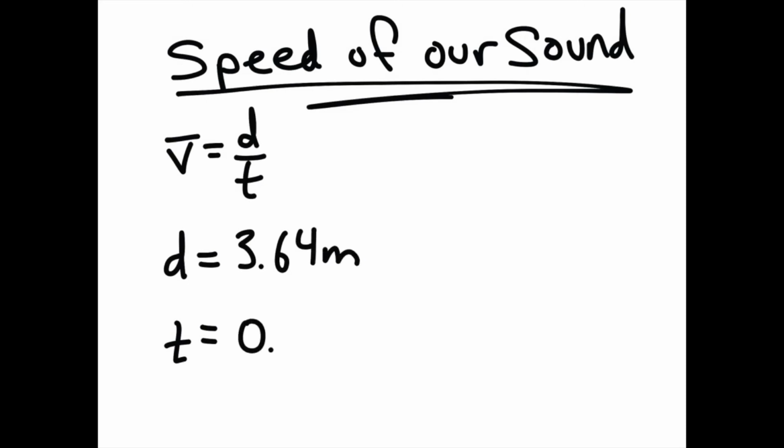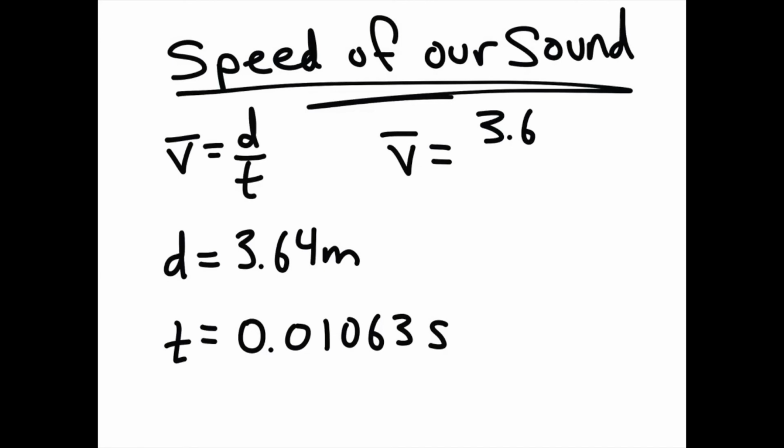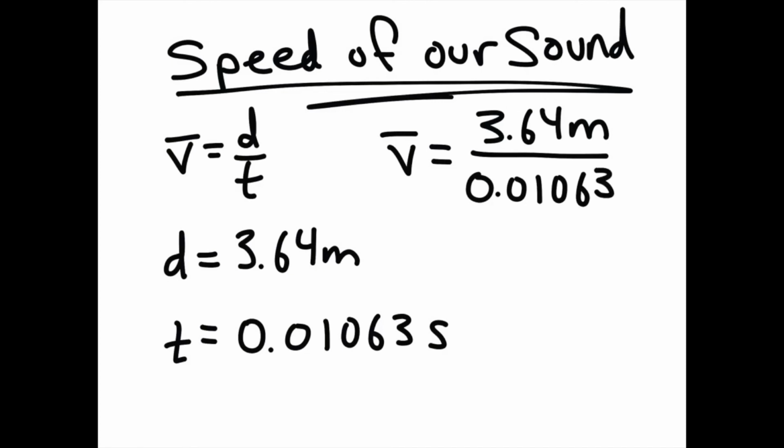And we saw from the computer that that took 0.01063 seconds. So I've made a list, and now all I need to do to find my speed of sound is put these values into the equation, distance over time, and let's see what we get. The speed of sound in our experiment comes out to 342 meters per second.